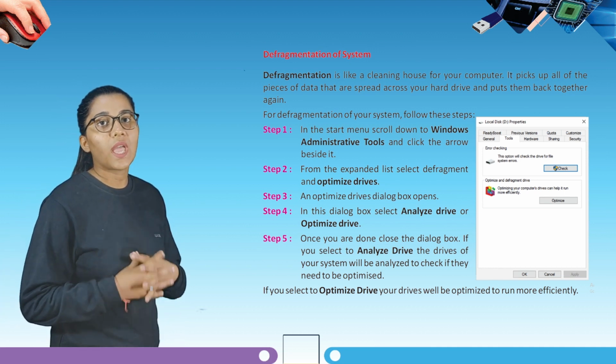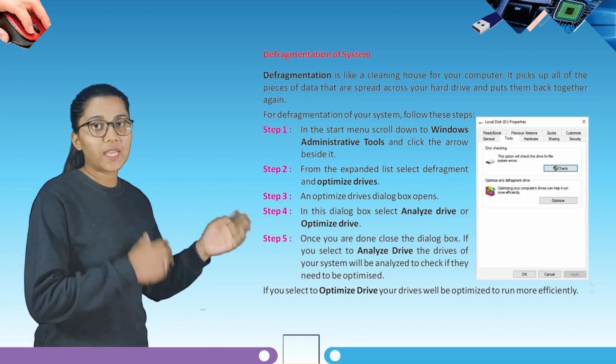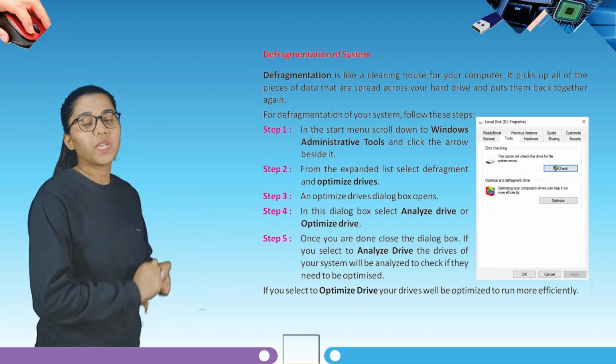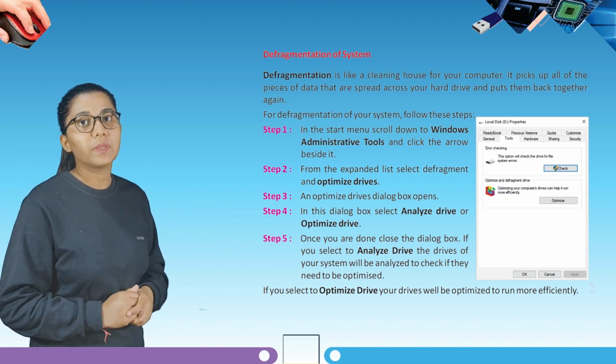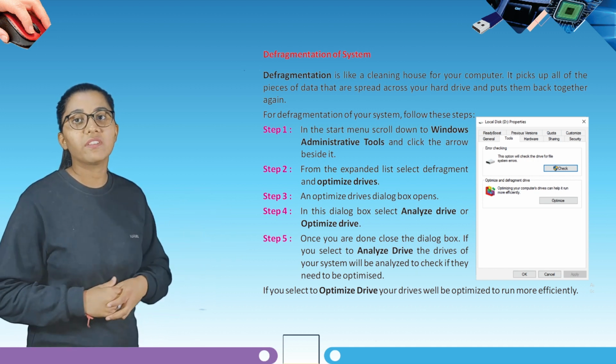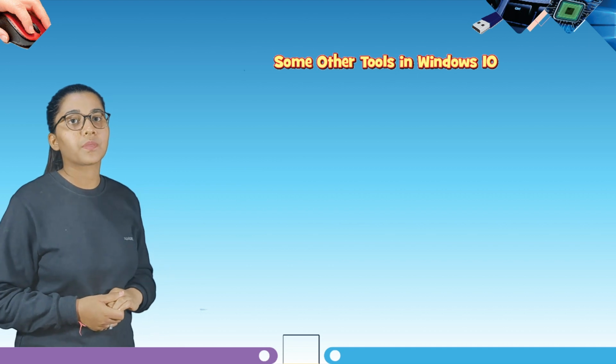If you select to analyze the drive, the drives of your system will be analyzed to check if they need to be optimized. If you select to optimize the drive, your drive will be optimized to run more efficiently. Now students, our next topic is some other tools in Windows 10.